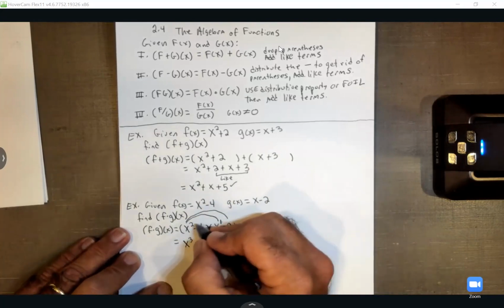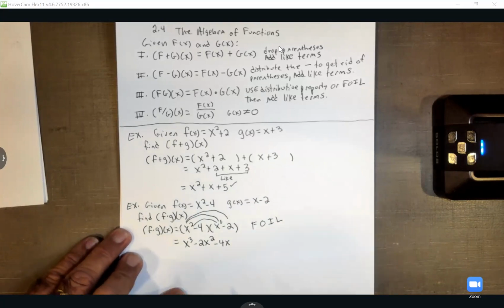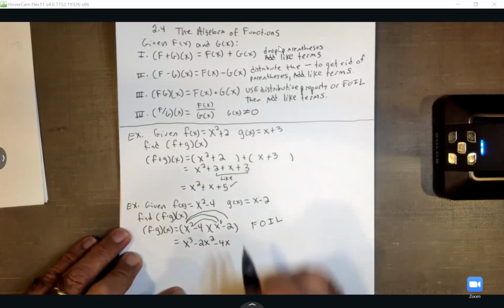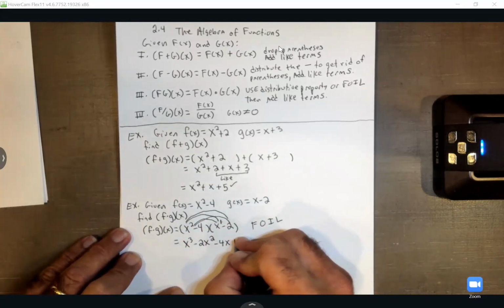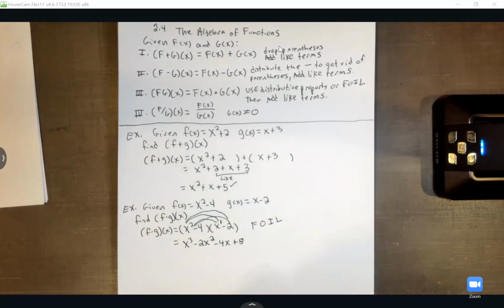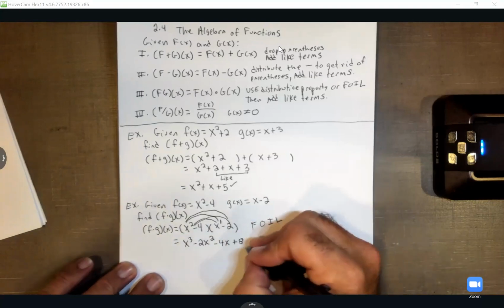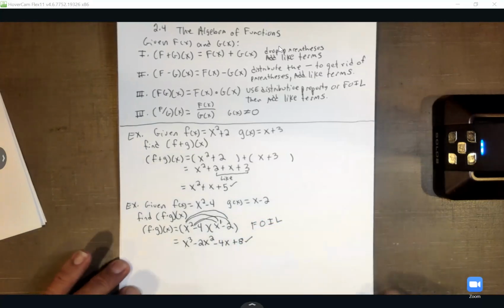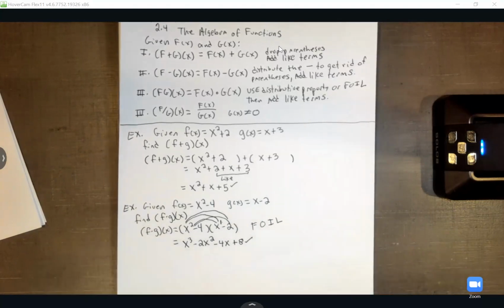Then we got the negative 4 times x. And the trick on these is keep it up with signs. So now I got a -4 times that -2, which is +8. So y'all, can I add any like terms on this one? No, because everything is different, so good job. So that there would be our final answer. And so let me let y'all write that real quick.